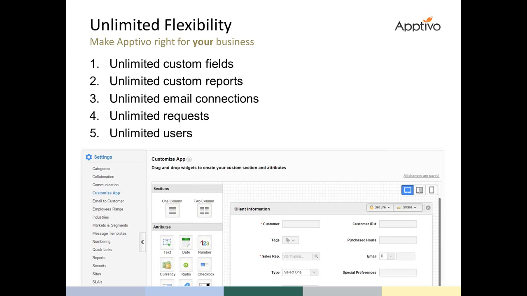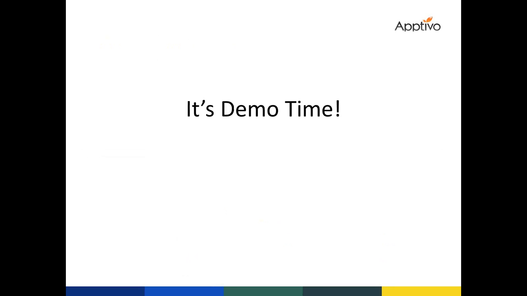We can create as many reports as we want. You can add as many email accounts as you want, unlimited incoming cases and everything like that. And there are no limits or tiers of how many users you can add to each plan. It's just a nice, simple $10 per user per month. They get access to pretty much every feature inside of Apptivo.